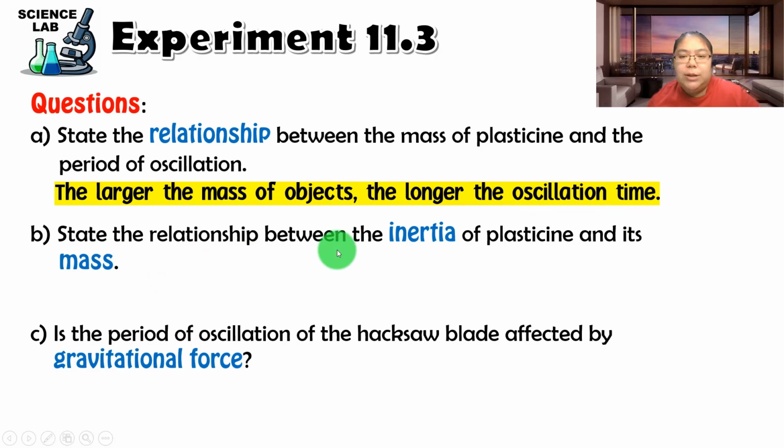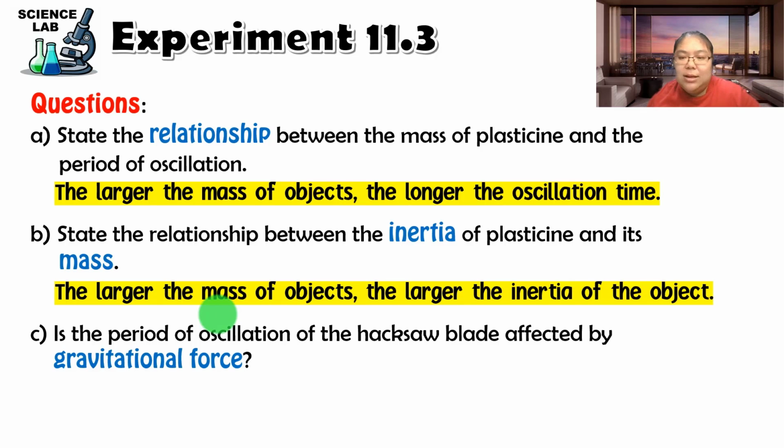Second, the relationship between inertia and mass. Normally we mention the mass first because the mass is the manipulated variable. So the larger the mass, the larger the inertia of an object.